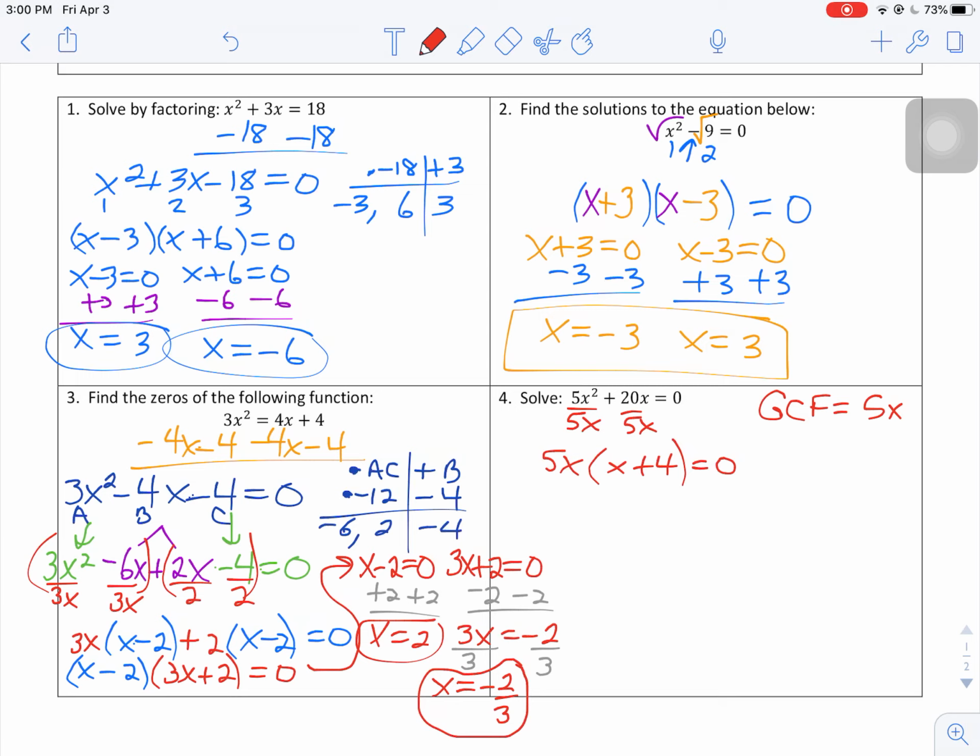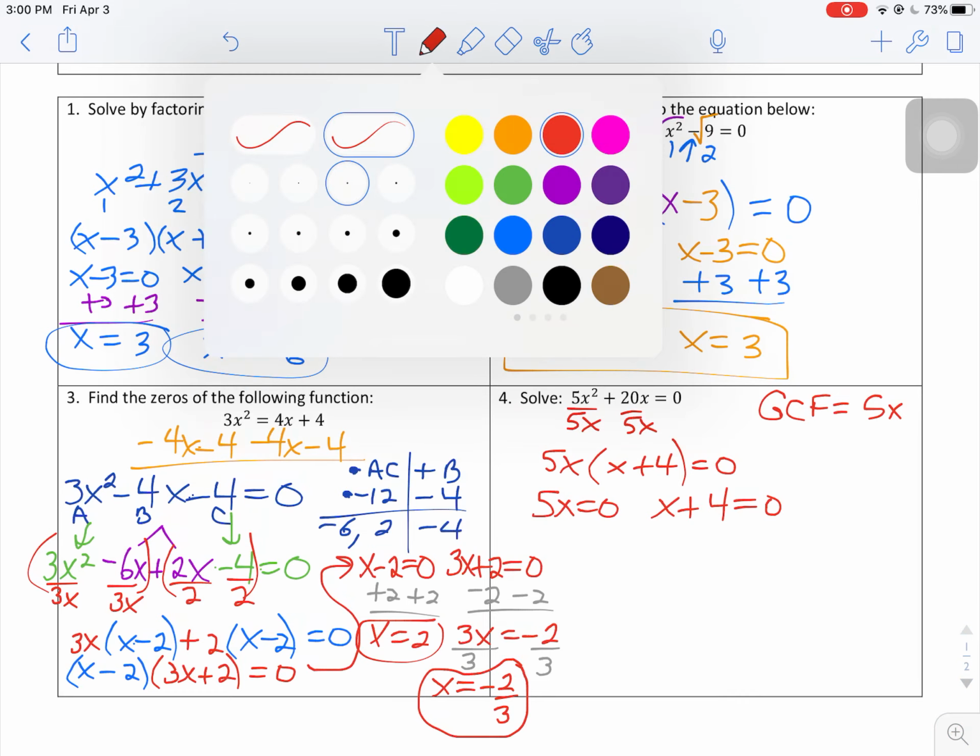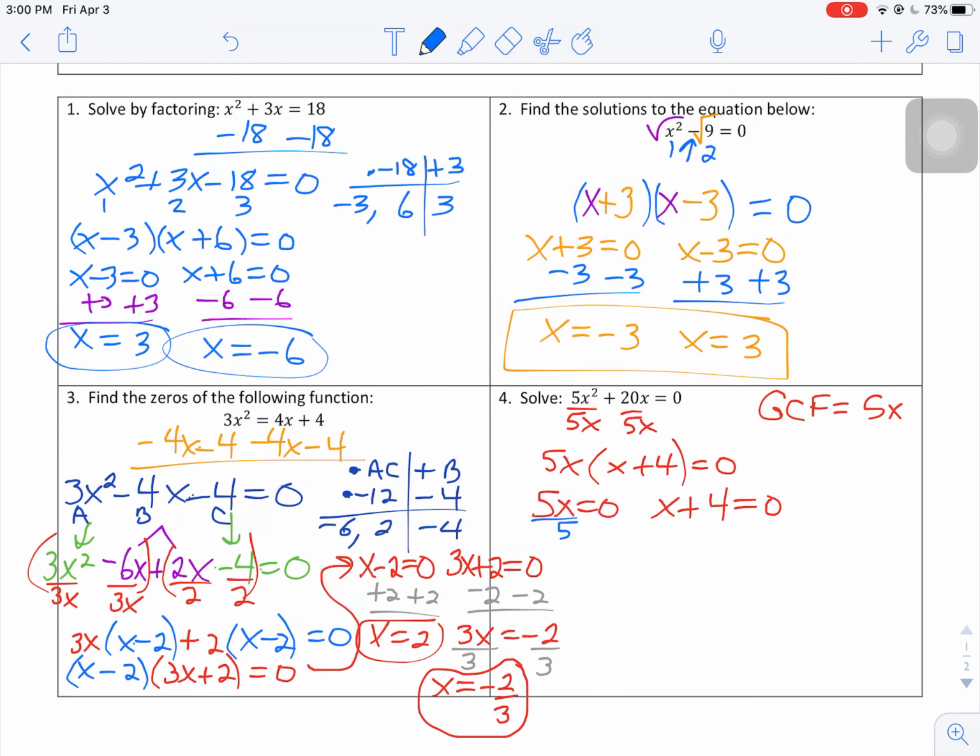No, it's not a trinomial. It's not a difference of two perfect squares. There's nothing we could do with that. So now that we have factored completely, set each factor equal to 0, solve for x. So we're undoing multiplication by doing division, and then I'm undoing addition by doing subtraction. So I get x equals 0 and x equals -4. And that is it.